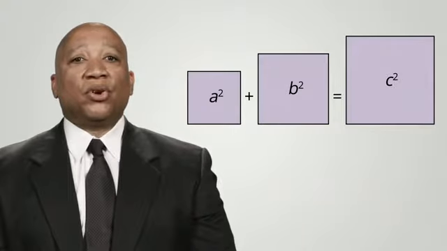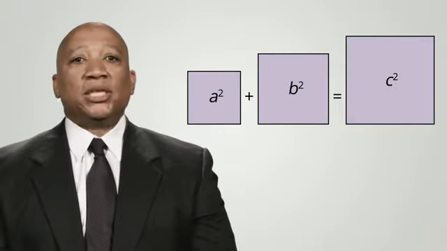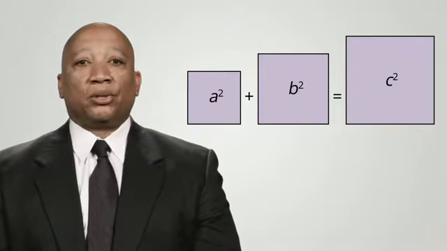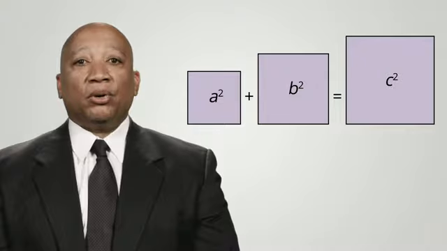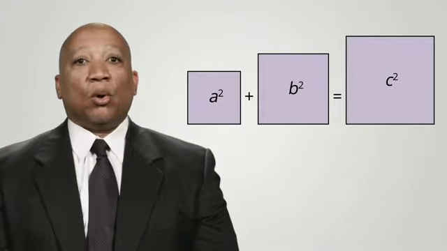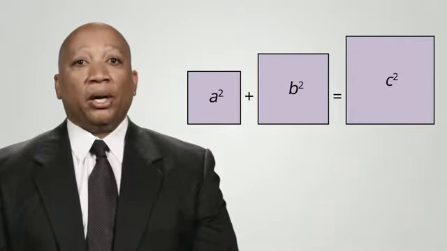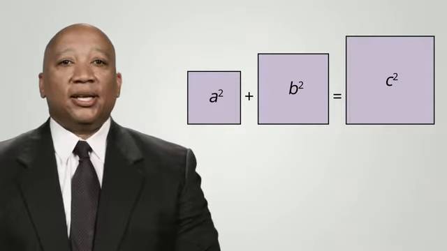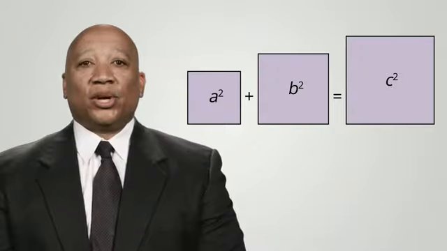If we remove the triangles from both squares, we see the same number of congruent triangles are removed from both squares. Once these triangles are removed in one square, a square with an area of c squared is left. In the other square, 2 squares remain, one with an area of a squared and one with an area of b squared. Consequently, c squared is equal to a squared plus b squared.